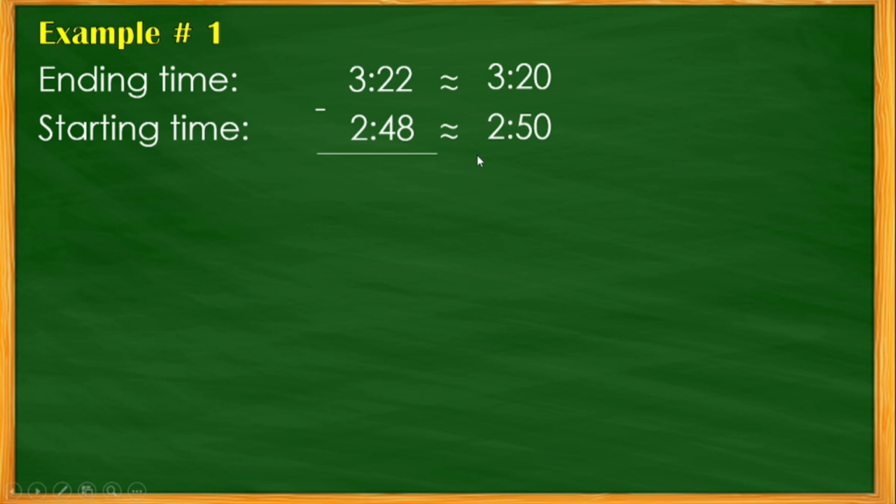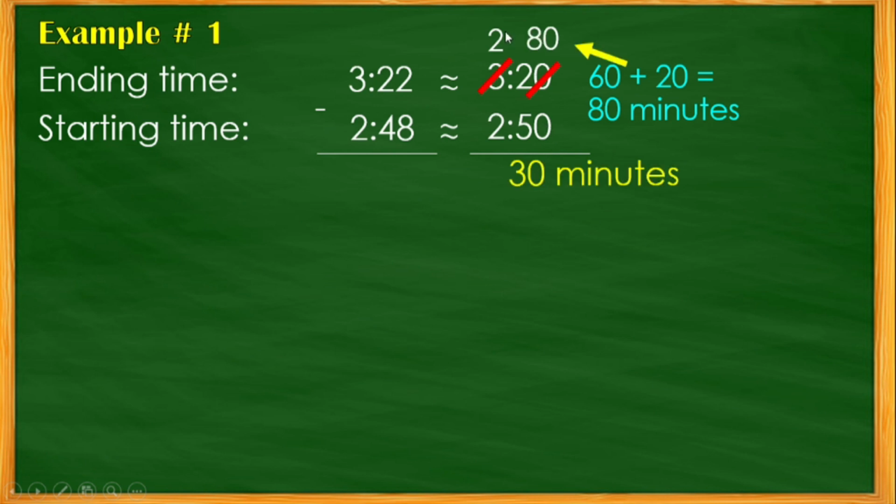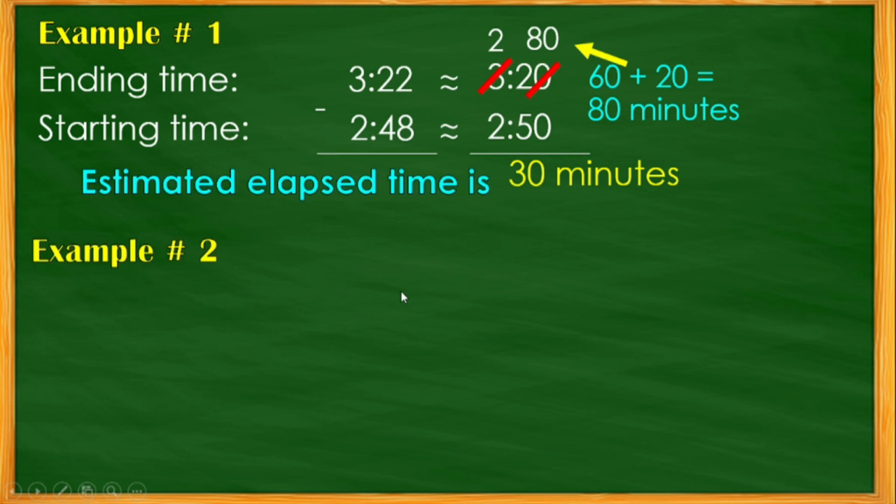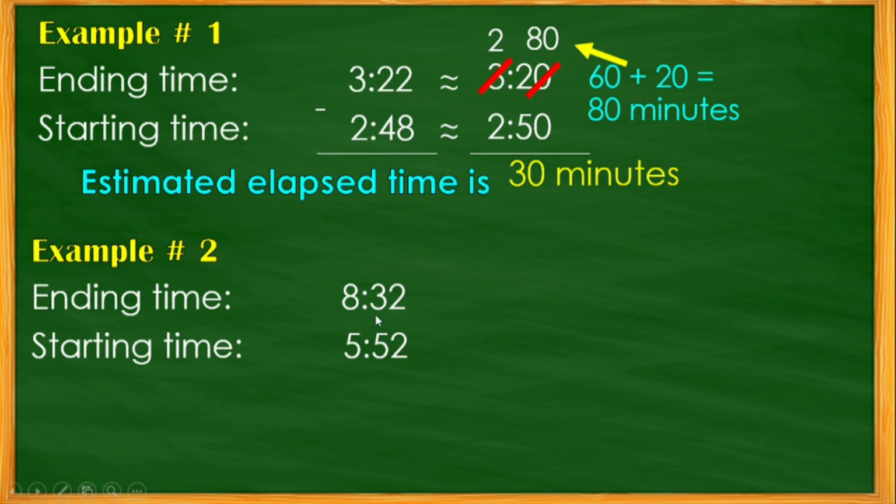So let's subtract again. We're going to borrow. So this one is 2. This would be 80. Okay, 80 minus 50, the answer is 30. So this would be the estimated value, elapsed time. Then for number 2, we have ending time is 8 hours and 32 minutes.